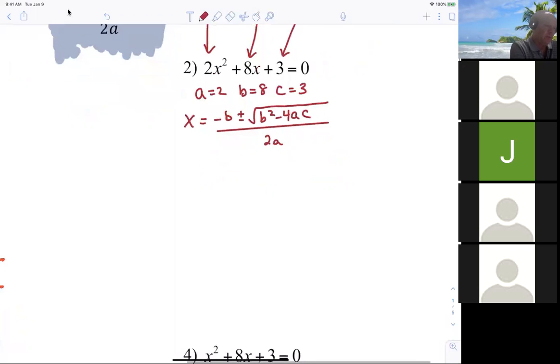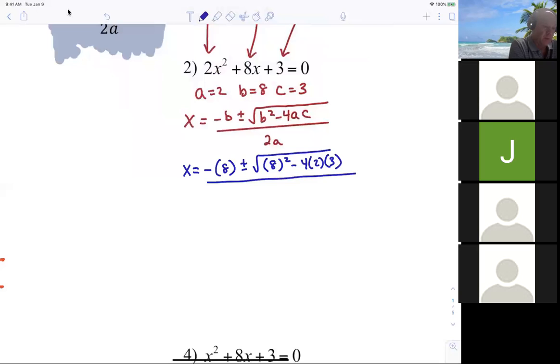Now it's a matter of just doing our substitutions. So x equals negative, and I'm just going to demonstrate all the substitutions for now, and after this I won't. I'll be expecting you to do some of the arithmetic in your head. So this now is a straight substitution. I just substitute in the numbers for the variables. And now we're just going to use our arithmetic.